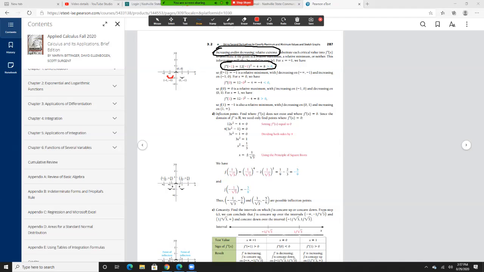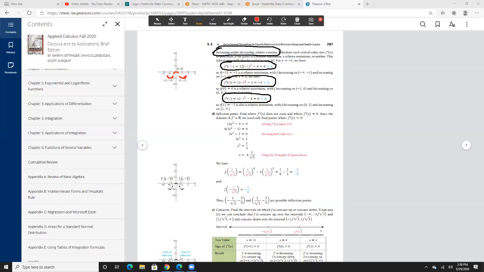Then they plugged in 0 for a test value. They plugged 0 into the second derivative. They got negative 4. And since they got a negative, they know it's concave down at that critical value. And finally, they plugged 1, the last critical value, into the second derivative, and they got 8, which is positive. And since it's positive, they know that when x is positive 1, it's concave up. We know from the first derivative being set equal to 0 that there are no more 0 derivatives, which means there are no more highs or lows.